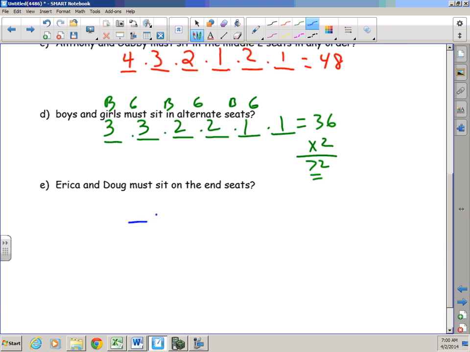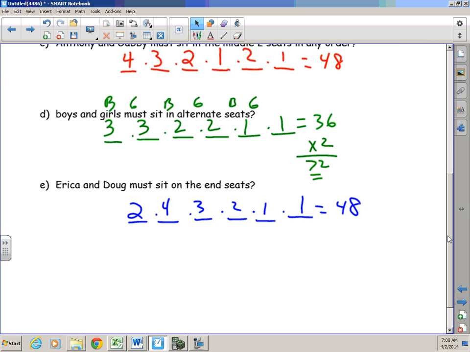Eric and Doug must sit on the end seats. So I got Eric or Doug at the first seat, the other one's at the end seat, and I have the rest of my people, and that's 48. All right. So again, the key point for today's lesson is that a permutation represents an arrangement of objects where the order that they are arranged in matters, or the title given is of significance and makes a difference in what your arrangement is.